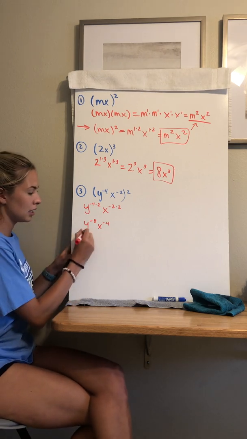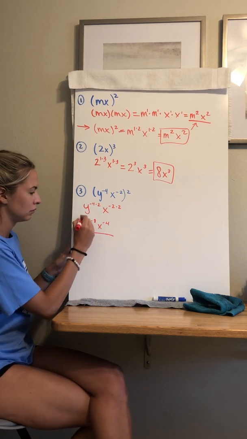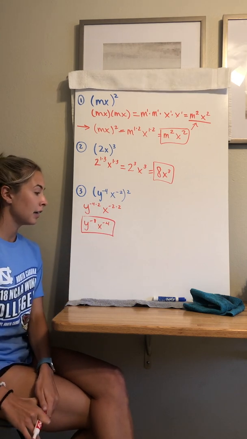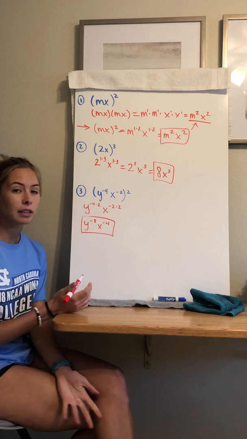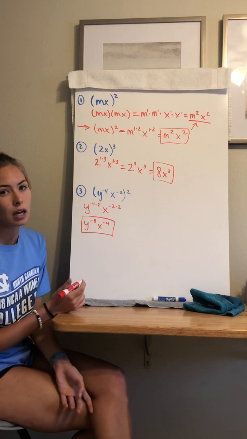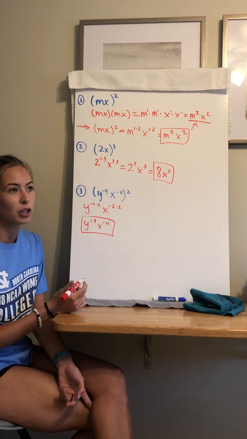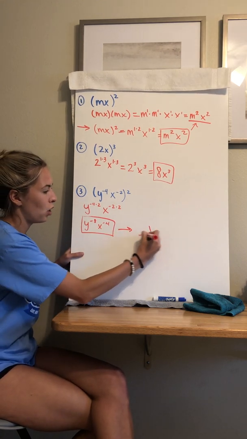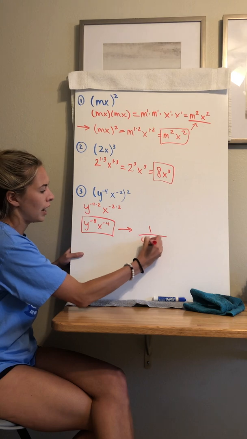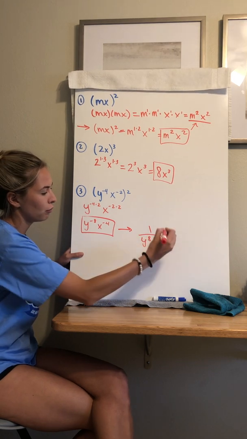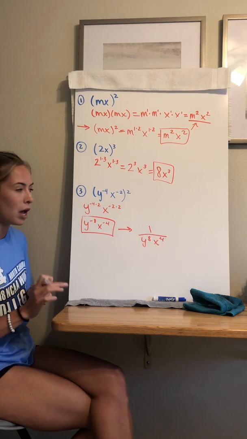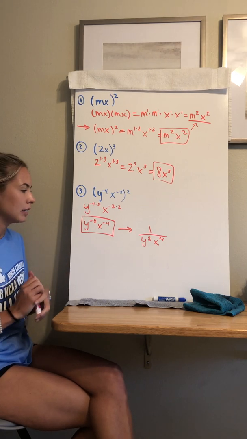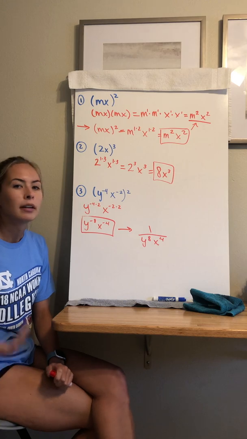So this is our final simplified expression. For this purpose we can leave it like this. If your teacher does want you to change the exponents to positive, you should know how to do that. The answer would just be 1 over y to the 8th times x to the 4th. Right, that's just to turn them positive. But in this case, in the worked example, I did keep the exponents negative, so that's fine.